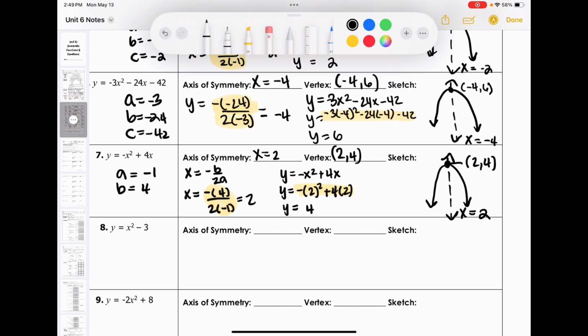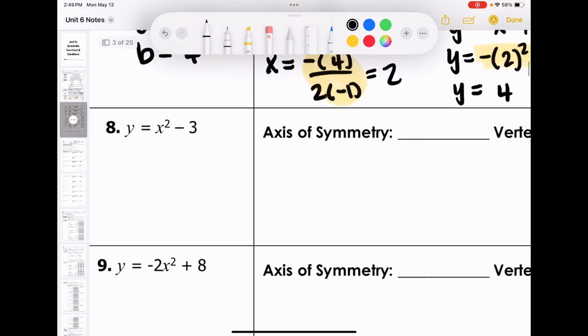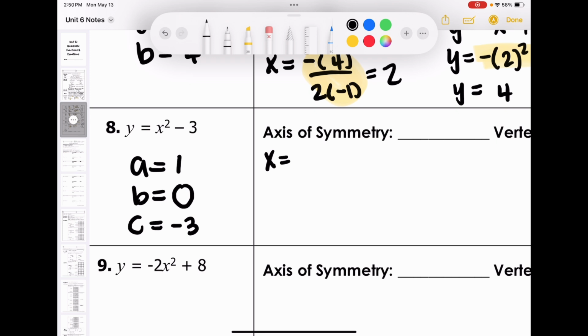All right, number 8. This time we have our A, we don't have a B, and we have a C. So my A is 1, my C is negative 3, and since we don't have a B value, I'm going to put a 0 in for B. So when I plug it into my axis of symmetry formula, I'm going to have negative 0 over 2 times 1, which when I type that in my calculator, I get 0.